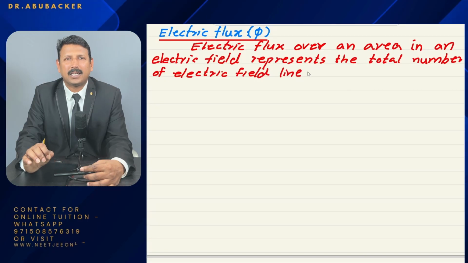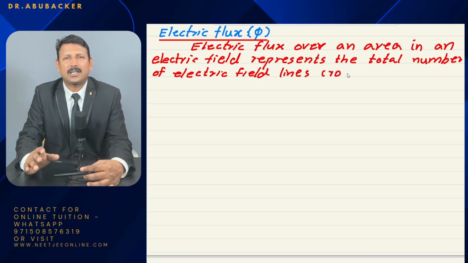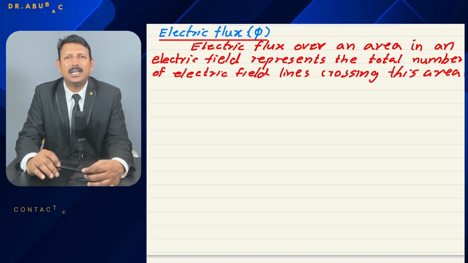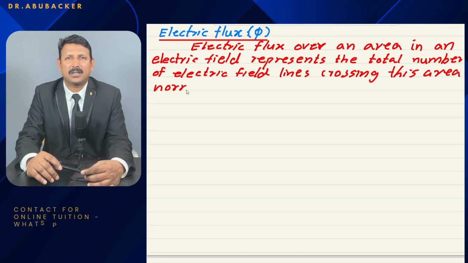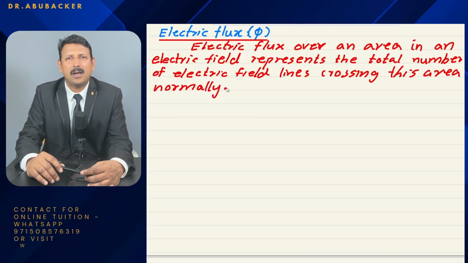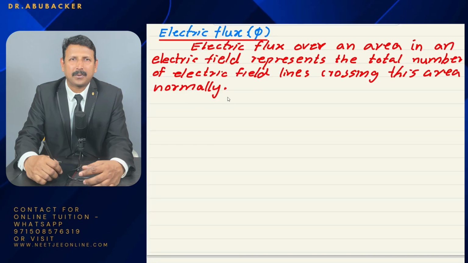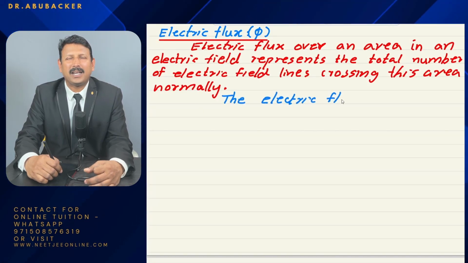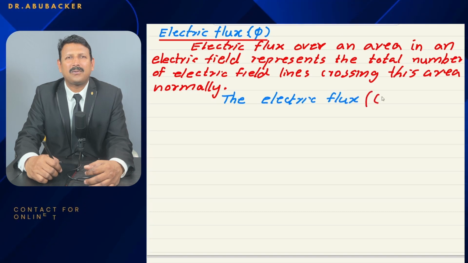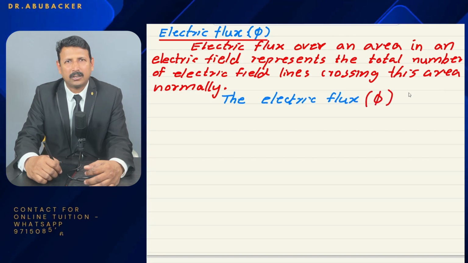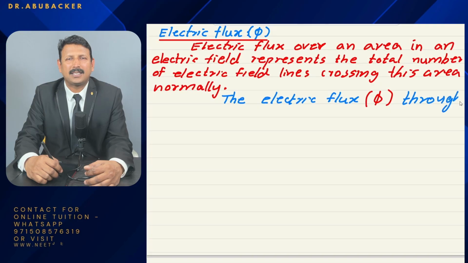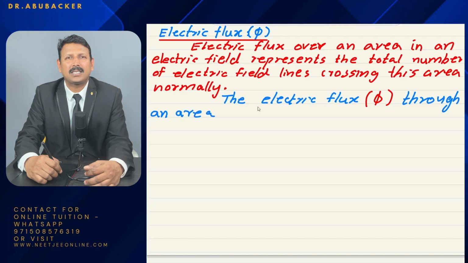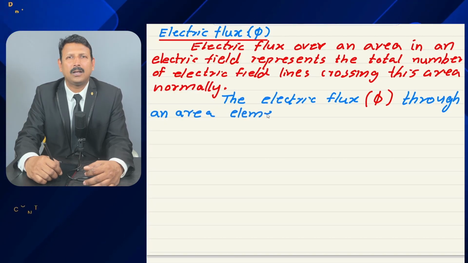Here it is electric flux. Electric flux over an area in an electric field represents the total number of electric field lines passing through a given area. So electric flux over an area in an electric field represents the total number of electric field lines crossing through a given area. The symbol to represent electric flux is phi.